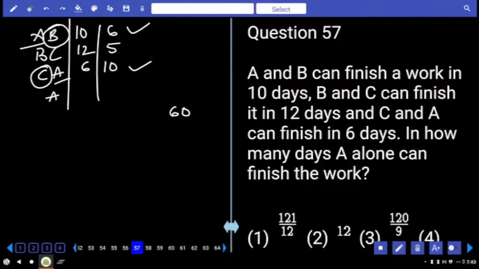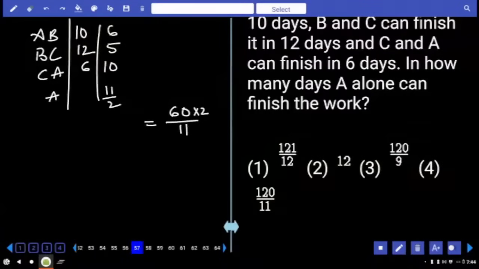Question is about only A. So we don't need B and C. To eliminate B and C, we will subtract the second equation. Then we get 2A. First one plus last one, number of units, 6 plus 10, 16 minus 5, which is equal to 11. 2A, then A is equal to 11 by 2. Time to complete the work is 11 by 2 comes to numerator. Answer 120 by 11, fourth option.